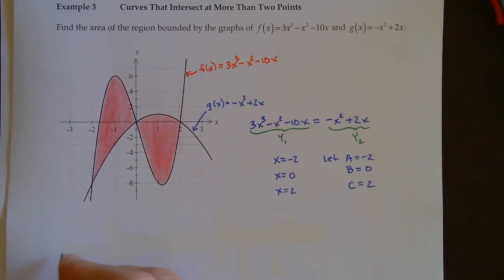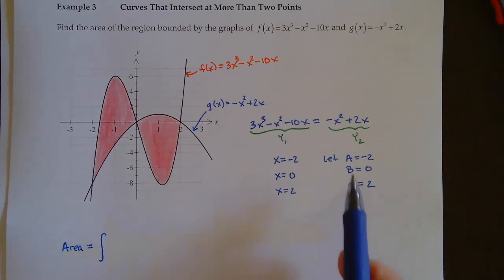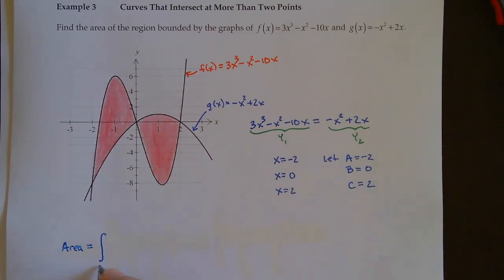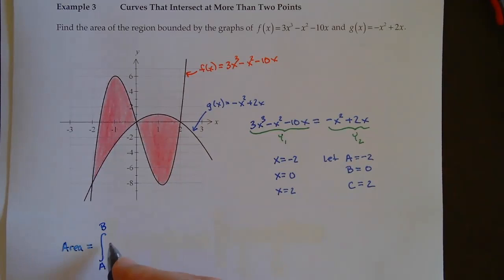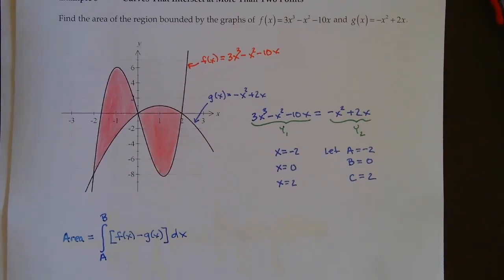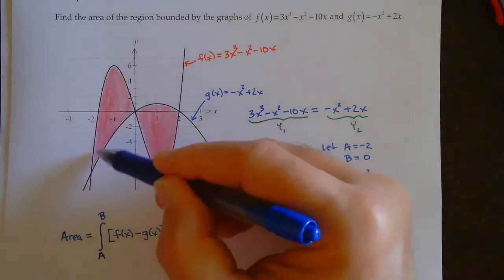Okay, so what we need to do to find the area, that's going to be equal to the integral, okay? And we're going to start this at -2, so I'm going to call that A, to B of, and the top curve would be f of x, I'm going to use a bracket here, f of x minus g of x, close the bracket, dx, okay? And let me slide it just a little bit, okay? That would give me this area right here, this first region right here, okay?